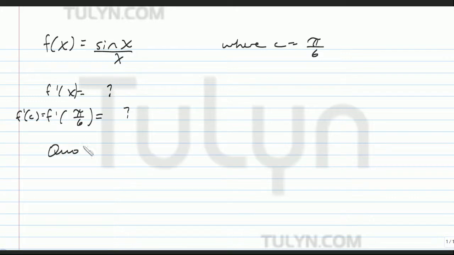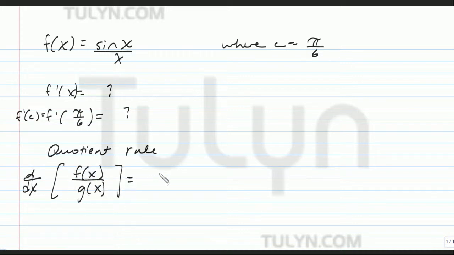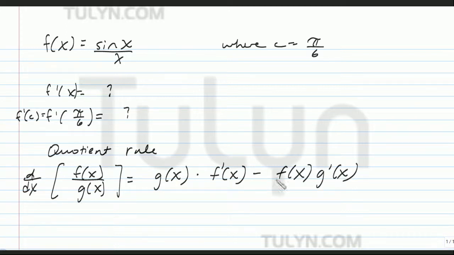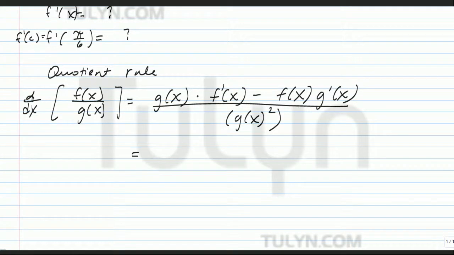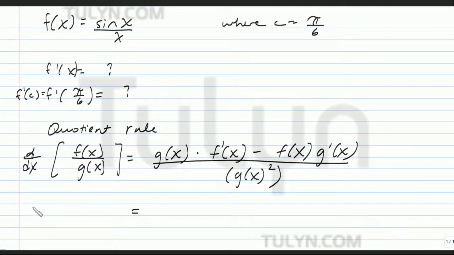Use quotient rule, because whenever you're finding a derivative of a quotient, just go ahead and use quotient rule. Quotient rule is as follows: the derivative of two functions is going to be g of x, the second function, times the derivative of the first function, f of x, subtracted by f of x, the first function, times the derivative of the second function, all divided by the second function squared. So go ahead and identify which is your first function and which is your second function. I always do it according to numerator and denominator.